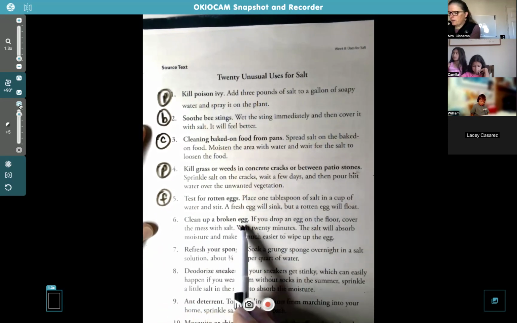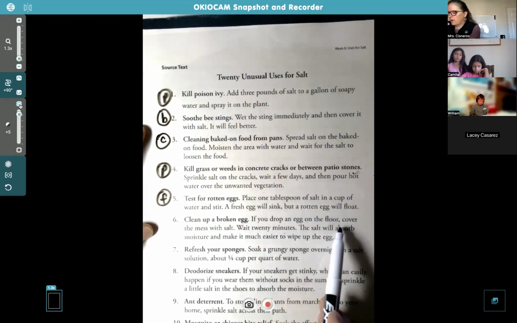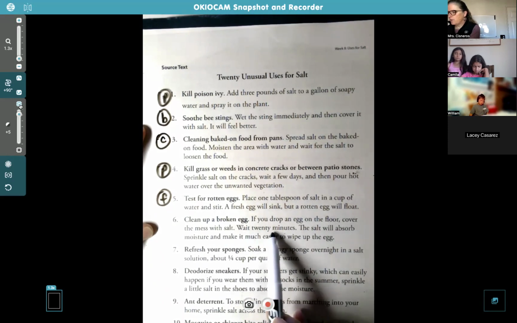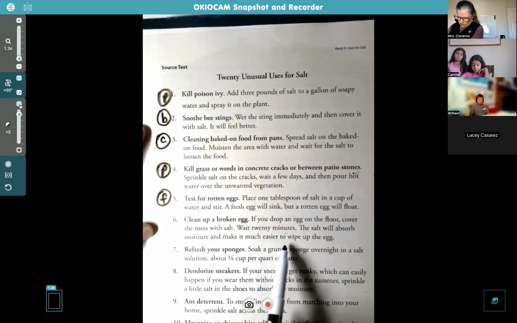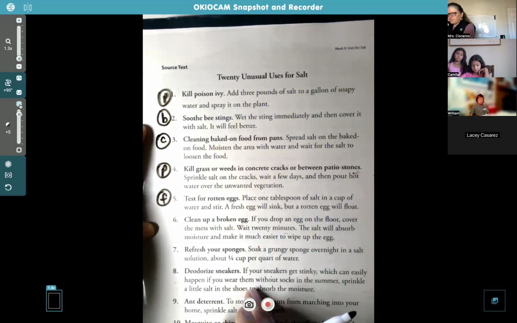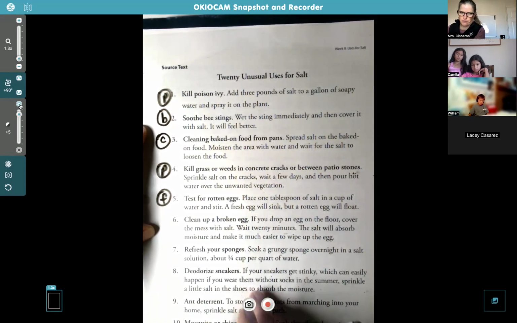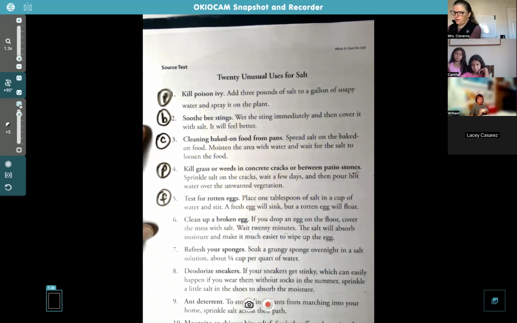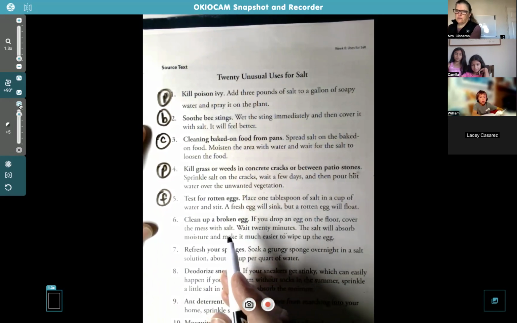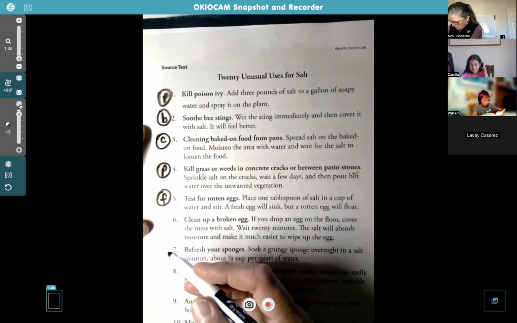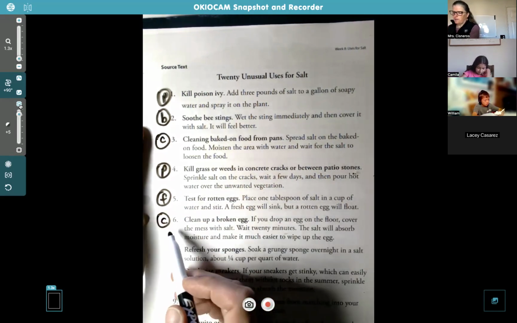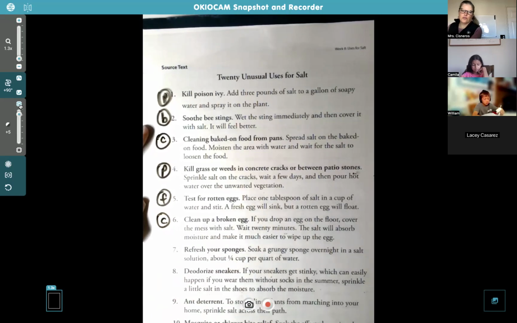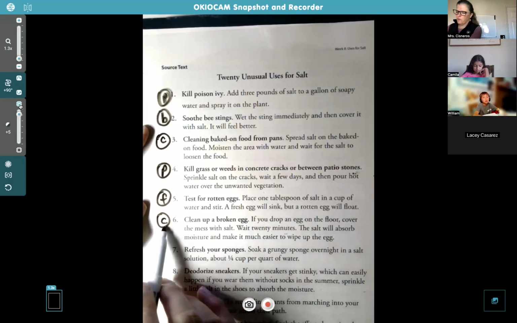Number 6, clean up a broken egg. If you drop an egg on the floor, cover the mess with salt, wait 20 minutes. The salt will absorb moisture and make it much easier to wipe up the egg. Boy, that's happened to me before. I've dropped a raw egg before. It's a sticky mess. So that's a tip for you. And this one would be a cleaning tip. So I'm going to put a C for cleaning, even though it has to do with food because it has to do with an egg, but it's more about the cleaning.